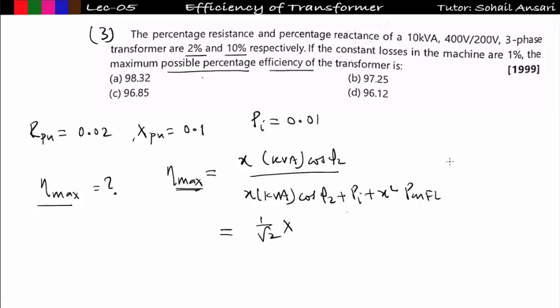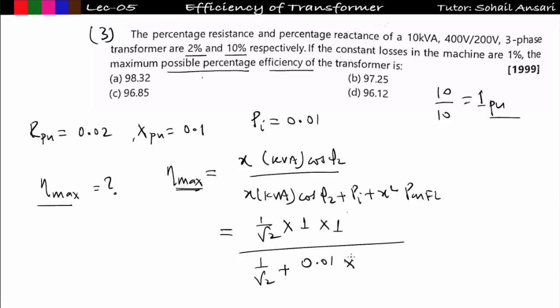But here we are taking all the things, that is iron loss or copper loss in per unit, means we have to take kVA rating also in per unit. So this kVA rating in per unit will be 1 per unit, because 10 by 10 I will get 1 per unit only. So it will be 1, and here power factor is not given. So take power factor as 1. So it will be equal to 1 by root 2. Pi is given 0.01, and x square times PCU full load, you will get 0.01 only, because at maximum efficiency iron loss and copper loss both are equal. Multiplied by 100, finally you will get the maximum efficiency, that is equal to 97.24. So option B is correct.